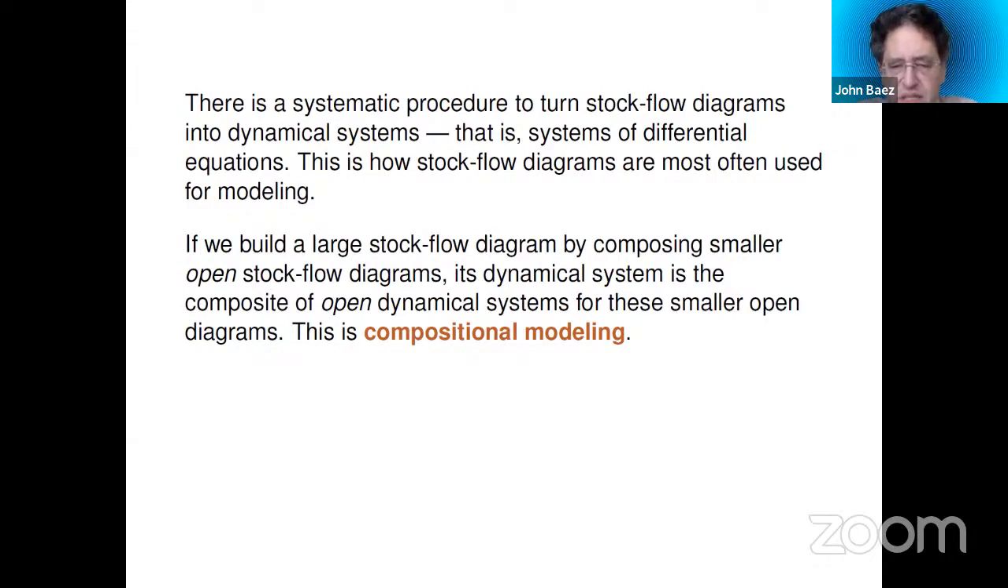Now, if you build a big stock flow diagram by putting together lots of smaller stock flow diagrams, there's a way in which its dynamical system can be obtained by composing open dynamical systems for these smaller open diagrams. So this idea is what I call compositional modeling, or it's an example of what I would call compositional modeling. And it's very useful for reasons that you folks are, I'm sure, aware of. One reason, though, that you might not be so aware of is that very often in practice, different teams of people create the smaller models, and then they want to put together those smaller models into a larger model.